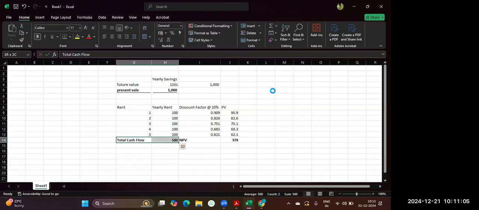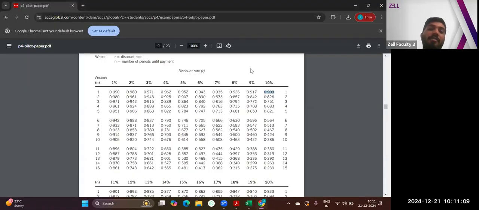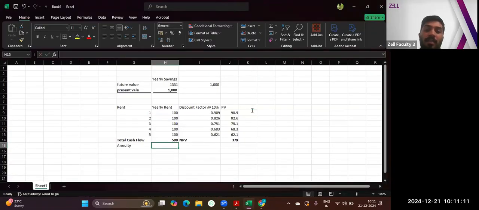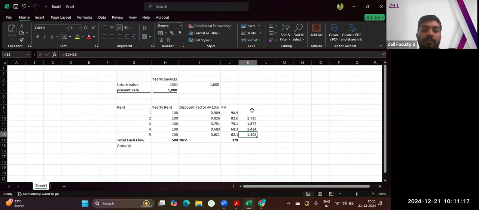Now let's look at how you do it using annuity. Annuity is nothing but a cumulative of this. That means... Clear?